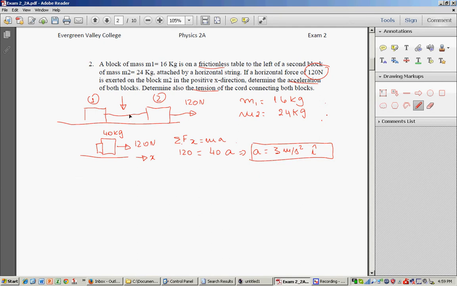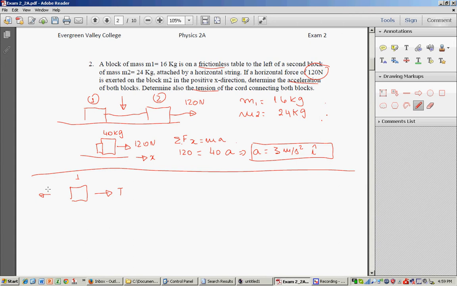But in this case, since we want to find the tension connecting these two blocks, perhaps the best way to deal with this problem is to separate the blocks, and then do your free body diagram on each block. For the first block, we have a tension force that is pulling to the right. Several of you called this tension 120, but this is not the case. 120 is applied to block number 2, not to block number 1. Okay?